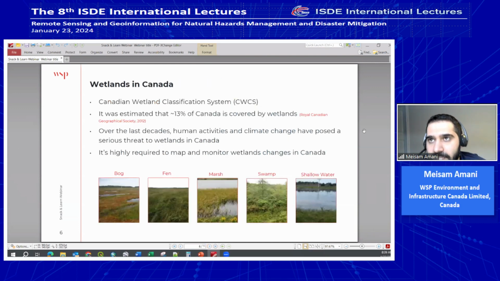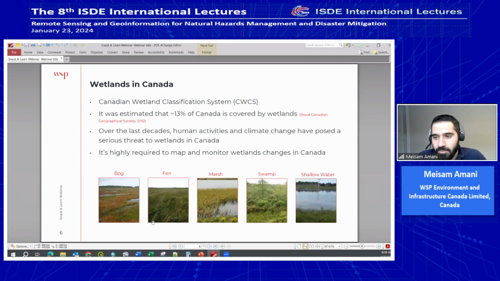So, wetlands in Canada. Each country has its own classification system for wetland. They're different because different countries have different ecological characteristics, and that's why they have different types of wetlands, and that's why we have different wetland classification systems. In Canada, there are two types of wetland classification system. The most important one is called the Canadian Wetland Classification System, CWCS, which divides wetlands into 5 classes that you see at the bottom of this slide.